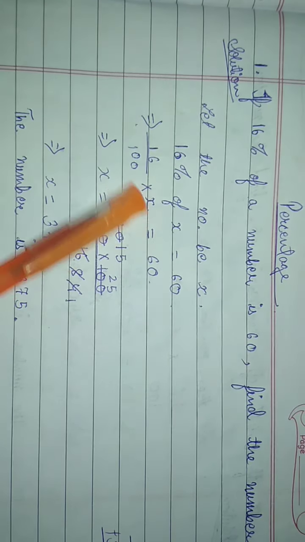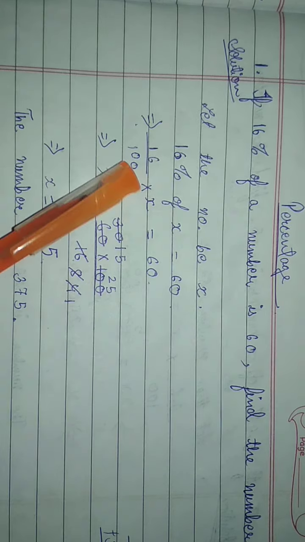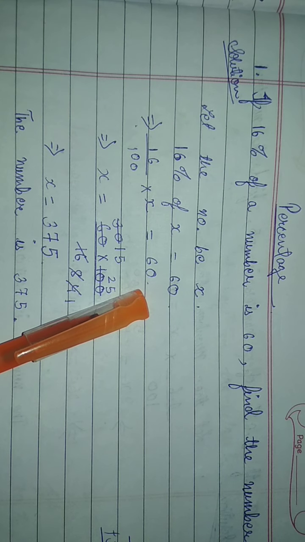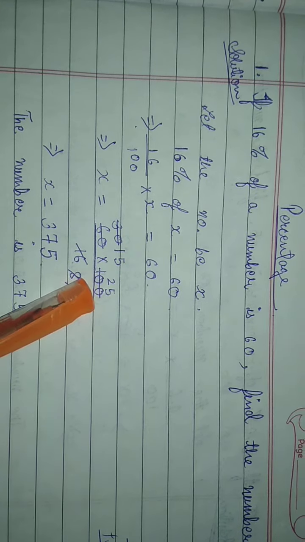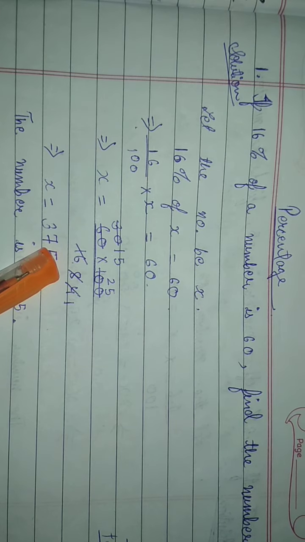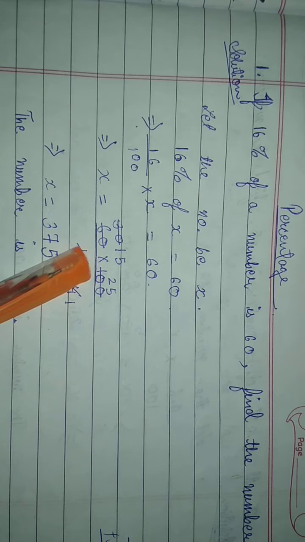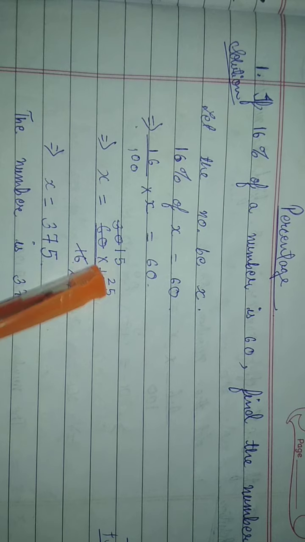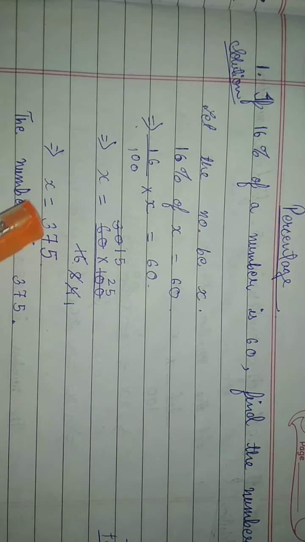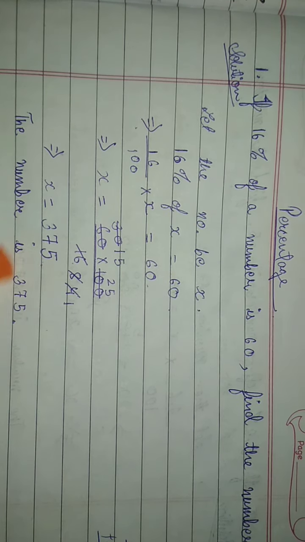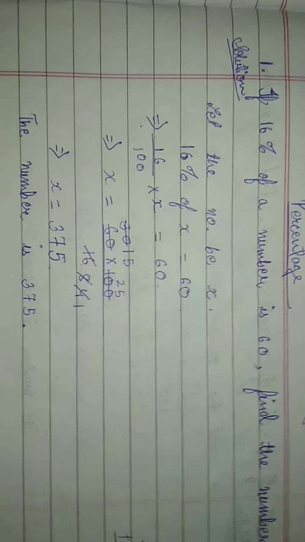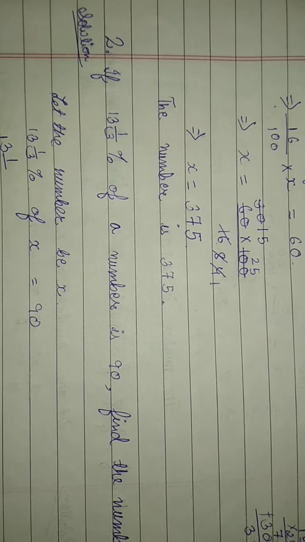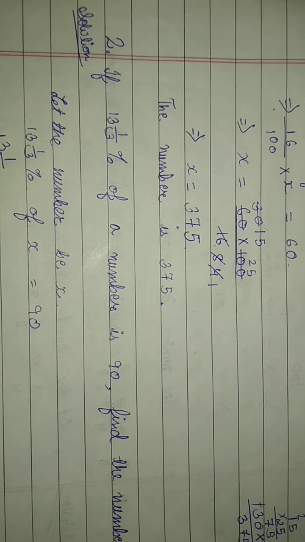Okay, 16 by 100 into x equals 60, means x equals this 100 will come this side and it will be multiplied with 60. So 60 into 100, and this will be divided by 16. So when we cut, it will remain 15 and 25. So 15 into 25 equals 375. So the number is 375. Okay. So in the same way, the second question is also there. Try to do this.